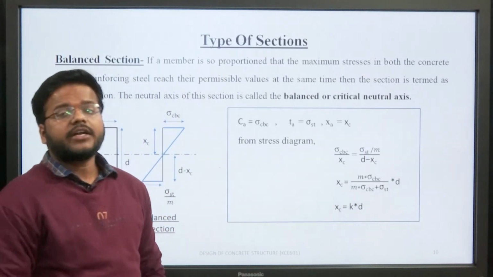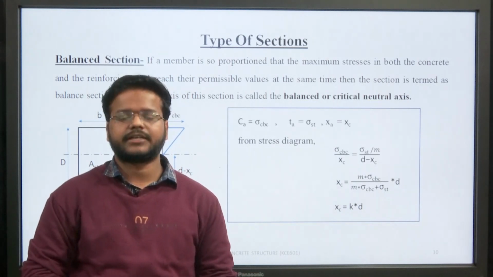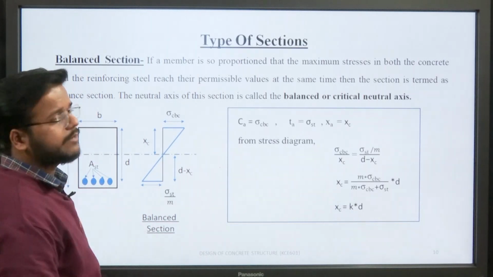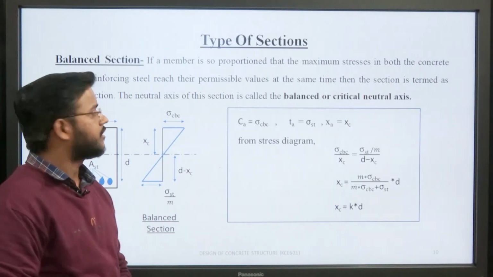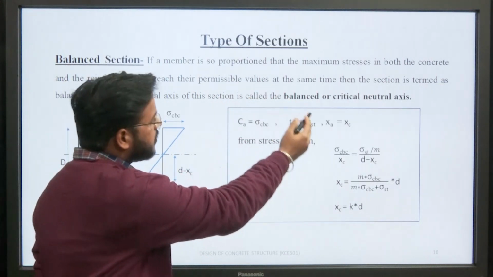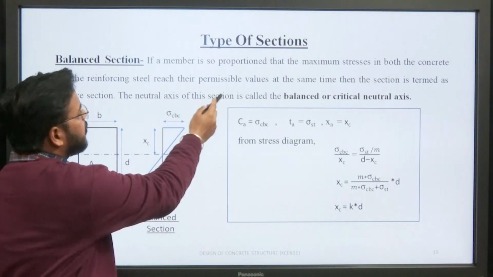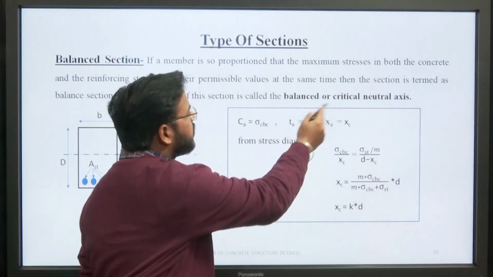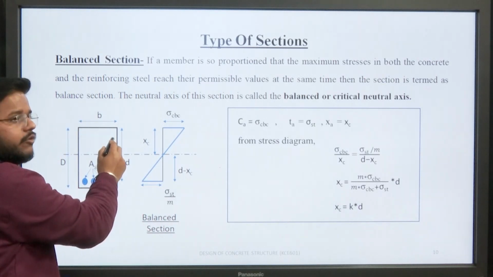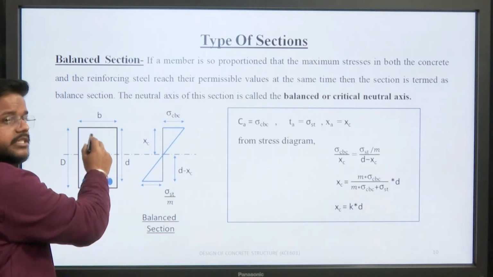Now, what are the different types of sections we see in the working stress method of design? Okay. The first type of section we see is the balanced type of section. What is a balanced type of section? Basically, if a member is so proportioned that the maximum stresses in both the concrete and the reinforcing steel reach their permissible values at the same time, then the section is termed a balanced section.